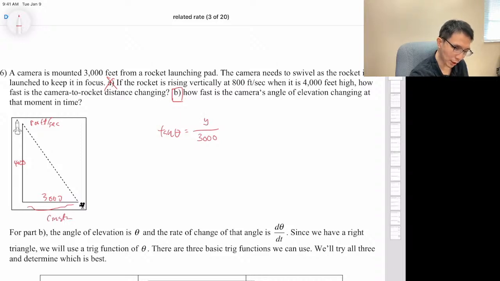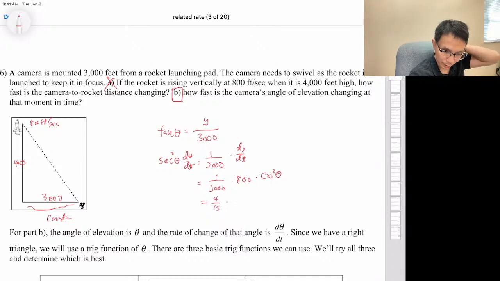And this y is changing, so that's going to be secant squared theta d theta dt is equal to 1 over 3,000 times dy dt, which is 800. So it'll be 1 over 3,000 times 800. Divide both sides by secant squared, so it's cosine squared theta. That's going to be 8 over 30, so it'd be 4 over 15 times cosine squared theta. It's a 3, 4, 5 triangle. So the 5 is on the bottom, and adjacent is what? Adjacent is 3, right? Squared. So it's going to be 4 over 15 times 9 over 25. And this one is going to be 3, this one's going to be 5. So it'll be 12 over 125 radian per second.